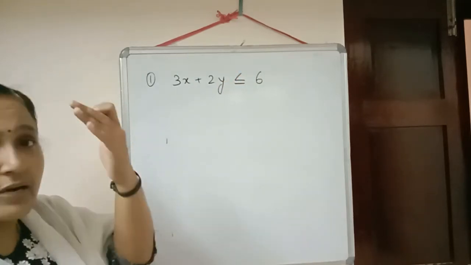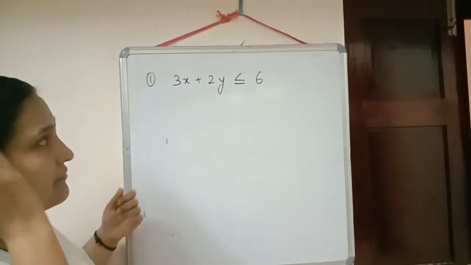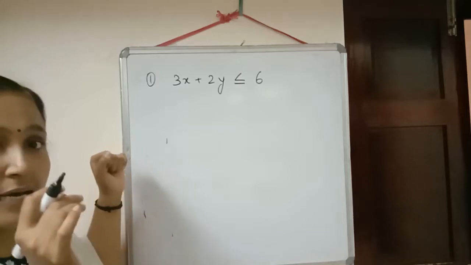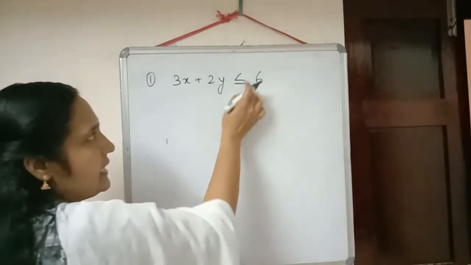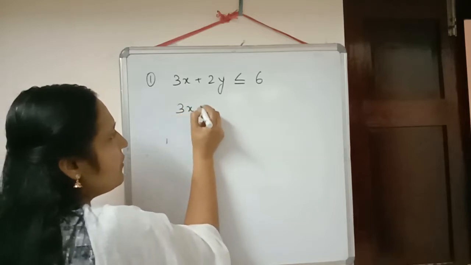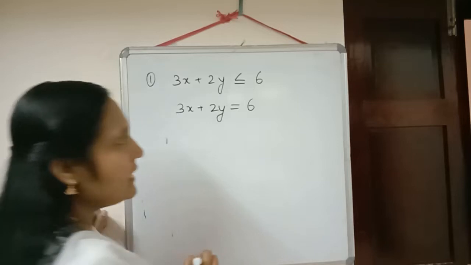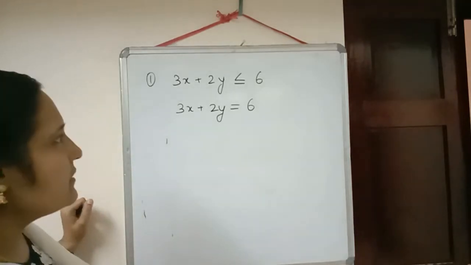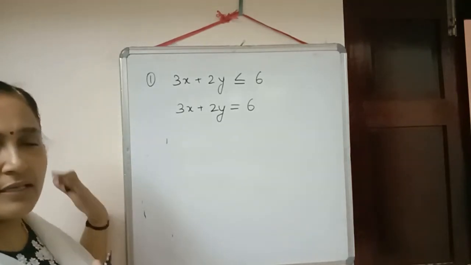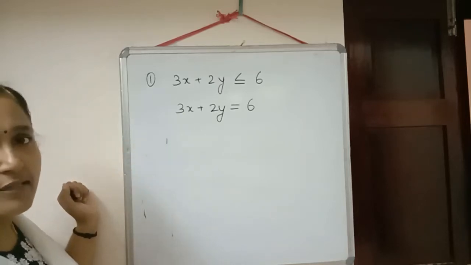As we have written in the steps, first we have to draw the graph for the equality. So we change the inequality into equality, and it becomes the equation 3x plus 2y equal to 6. Now, as you have drawn graphs in 10th class and in 9th class, you know how to draw the graph for a line.